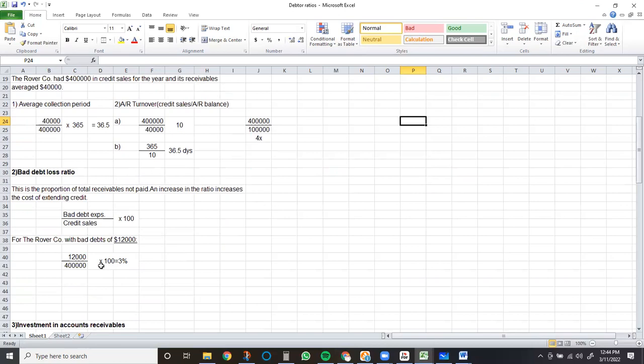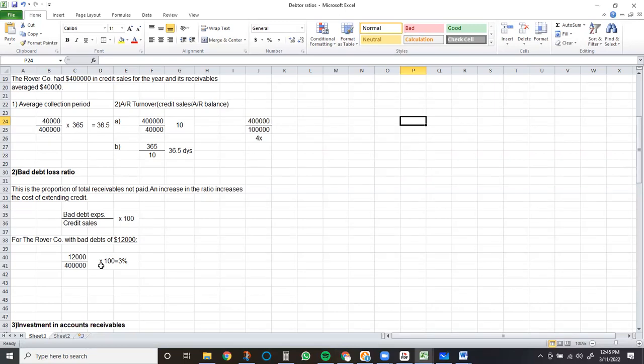Now, there's something that you need to recognize. Let us assume that the firm decides to grant additional credit. In other words, make it easier for customers to get credit by probably relaxing the credit standards. And it just so happens that sales double, going from 4 to 8. This does not necessarily mean that the bad debt loss ratio will go from 3 to 6.